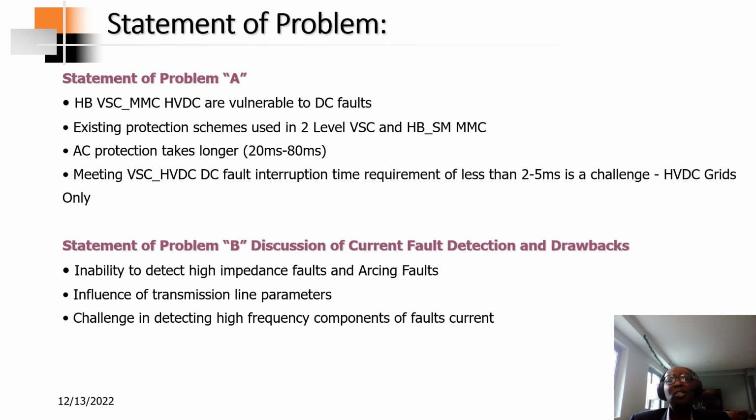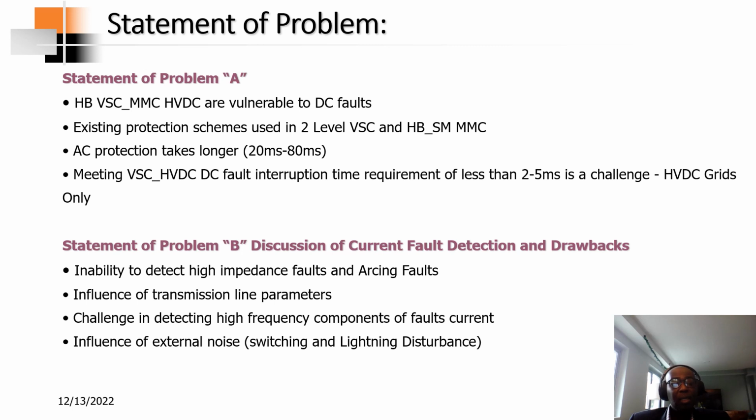Also, the high frequency components of these DC faults are very difficult to detect utilizing the current fault detection schemes. Also, the influence of background and external noise. Background noise means industrial facilities that are close to these substations. And also, external noise being lightning and switching disturbance, switching from opening and closing of breakers.